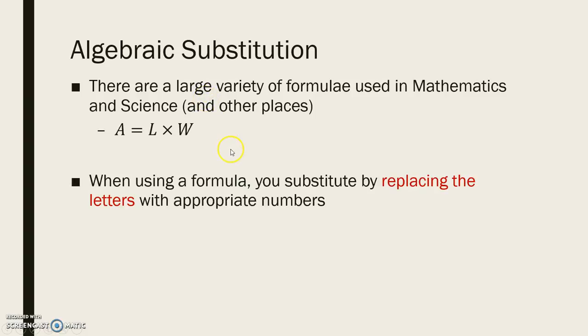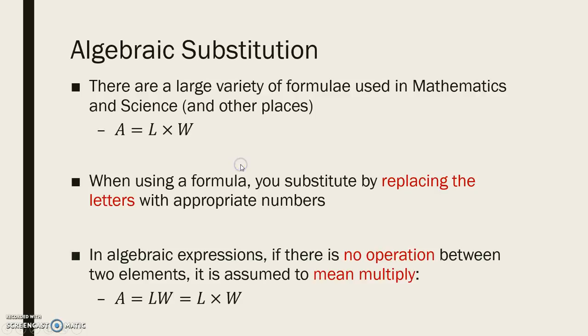So when you're using a formula, you substitute the letters by replacing them with numbers. Now, like I said, we've been doing that for a while. Now, it's not necessary in this particular case to write the multiply sign. It's assumed that if there's two pronumerals next to each other, then it means multiply.